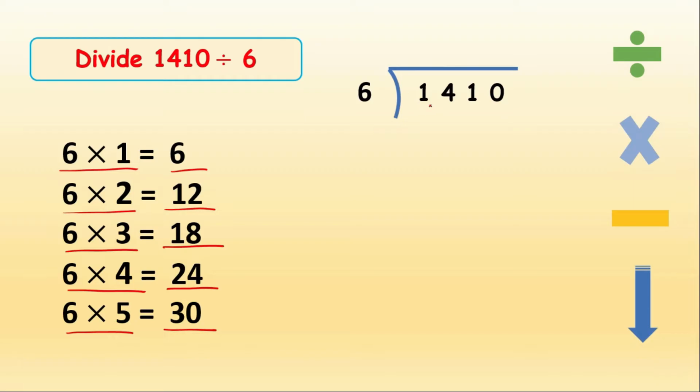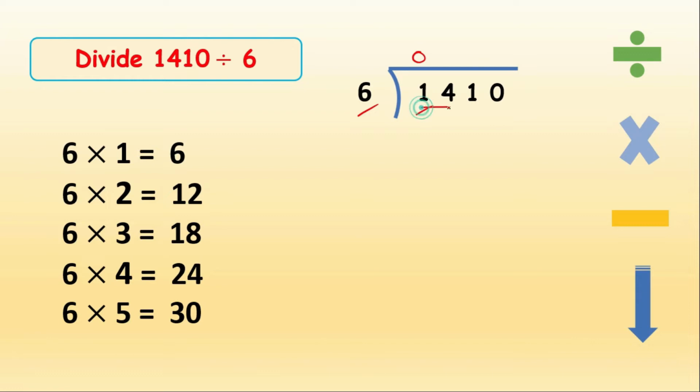Start from the left. Here we have 1410 divided by 6. Start from the first digit, which is 1. Got it? 1 divided by 6 can't be done because 1 is smaller than 6. Okay? So write 0 in the quotient because 1 divided by 6 can't be done.